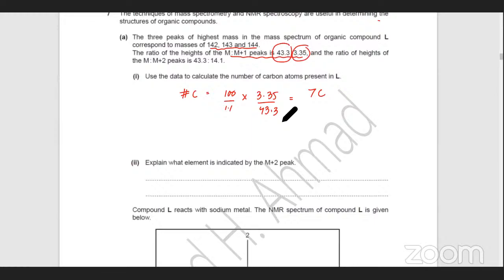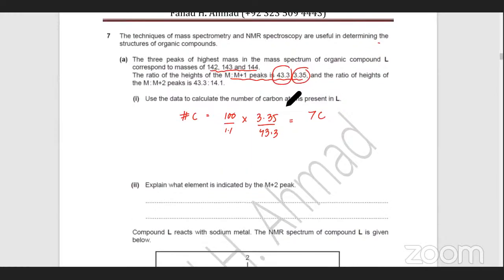So in this case, the question has to be done in the same way, but the question is going to be very tricky. Then he's talking about the M+2 peak.